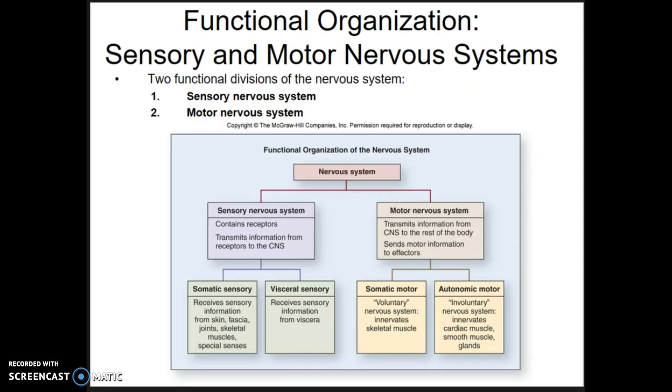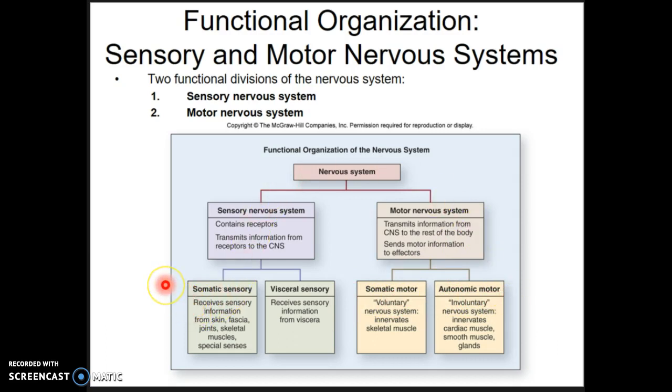Here's your first functional organization of the nervous system. You can divide it into sensory and motor divisions. Sensors send information to the central nervous system. The motor nervous system sends out information along effectors, things that are going to change your state. We have further subdivisions. We have somatic sensory and visceral sensory. And in the motor nervous system, we have somatic motor and autonomic motor.